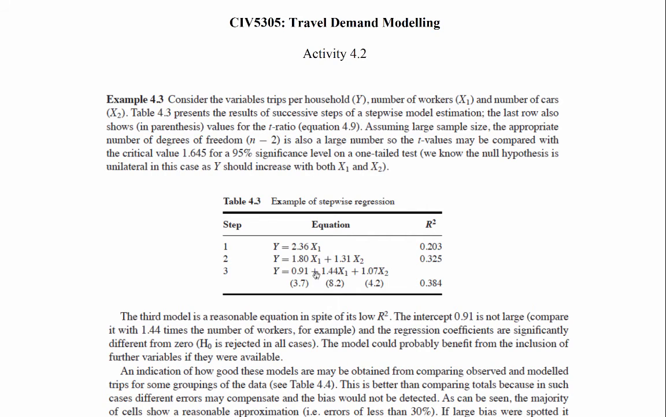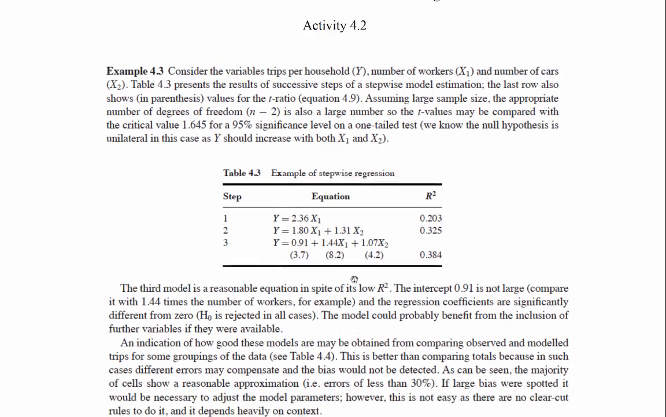Then look at the coefficients to see whether they make sense. Both number of workers and number of cars in the last model and the model before have positive signs. And it makes sense. If the number of workers increases, if the number of cars increases, you expect to see a higher number of trips per household.